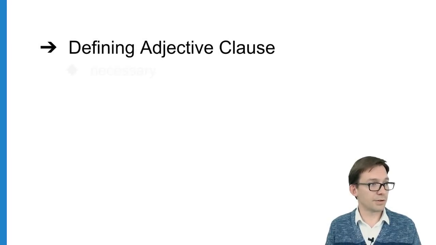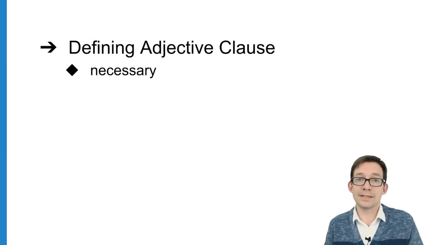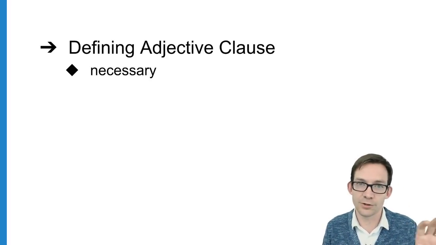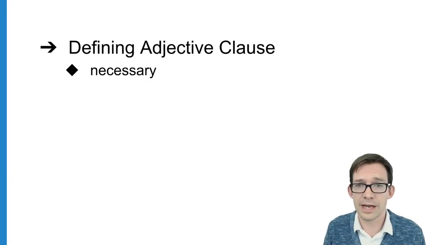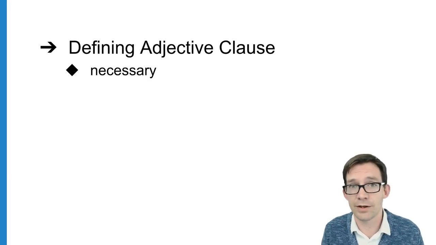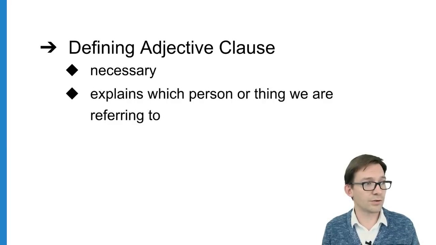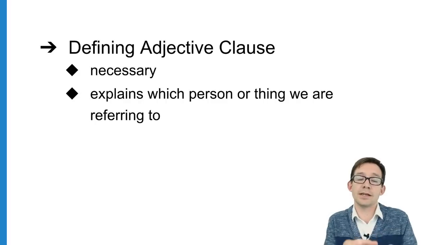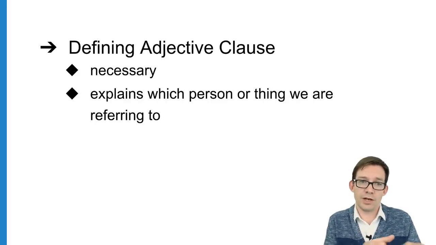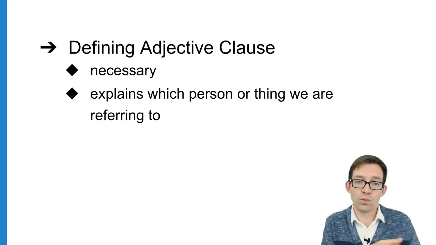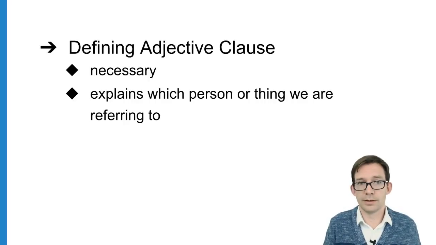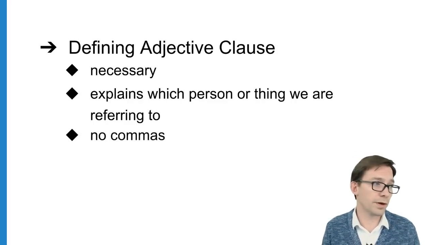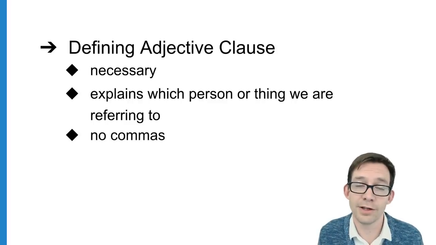What is a defining adjective clause? Well, what makes it defining is that it's necessary, just like those defining moments. They're essential things, okay? So a defining adjective clause is necessary information. It explains which person or thing that you're referring to. So we need the information in order to understand clearly which person or thing we're talking about. And with a defining adjective clause, you don't use commas. There's no punctuation for a defining adjective clause.